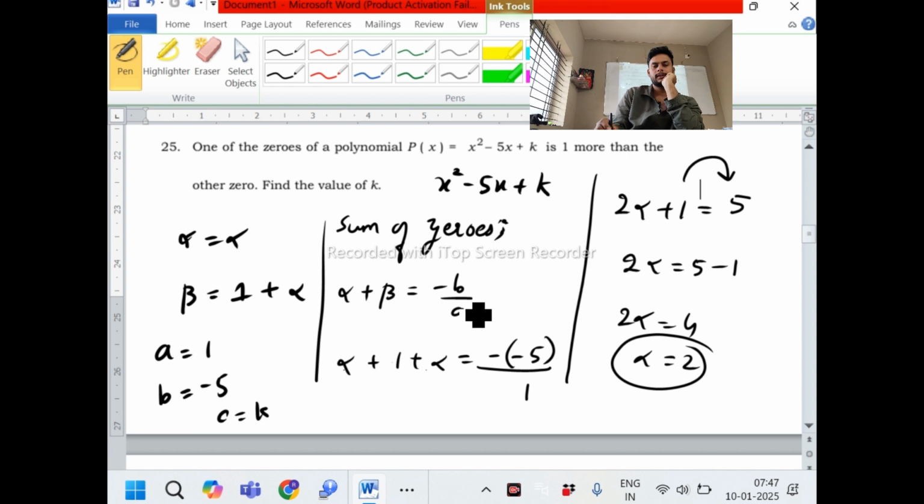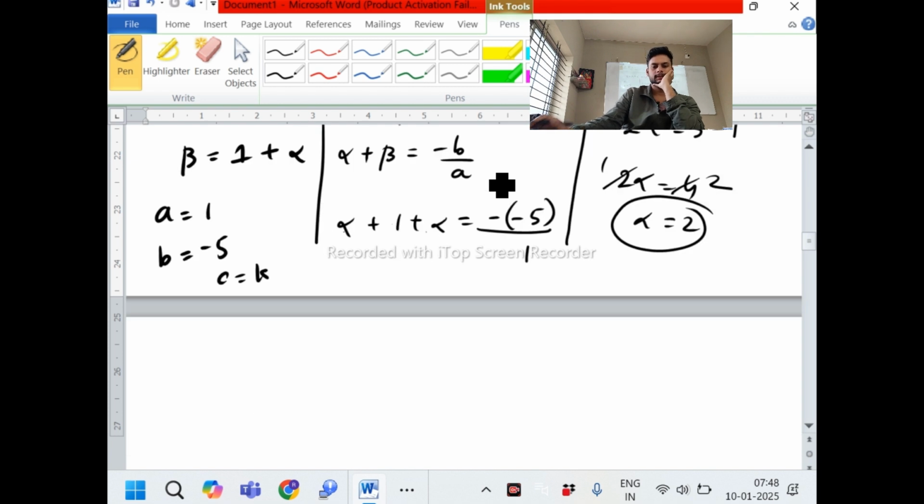Alpha plus alpha is 2 alpha plus 1 is equal to 5. Minus into minus is plus. 5 by 1 is 5. 4 by 1 is 4. 3 by 1 is 3. So I'm not considering the denominator. If 1 is there, leave that. So minus into minus is plus. So 5. 2 alpha is equal to, then I send this 1 here, 5 minus 1. 5 minus 1 is 4. 2 ones are 2, 2 twos are 4. So the answer is 2.